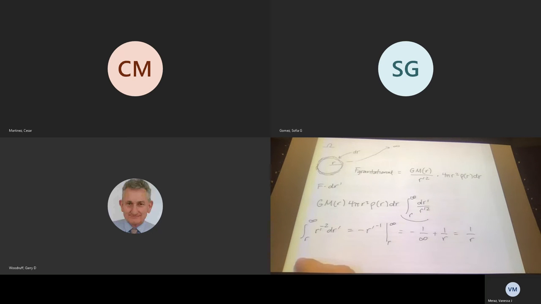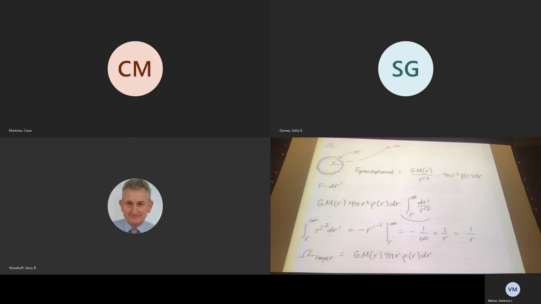So then I'm going to write it like this. The potential energy of one layer is G M of R, 4 pi R rho, which is a function of R, dr.